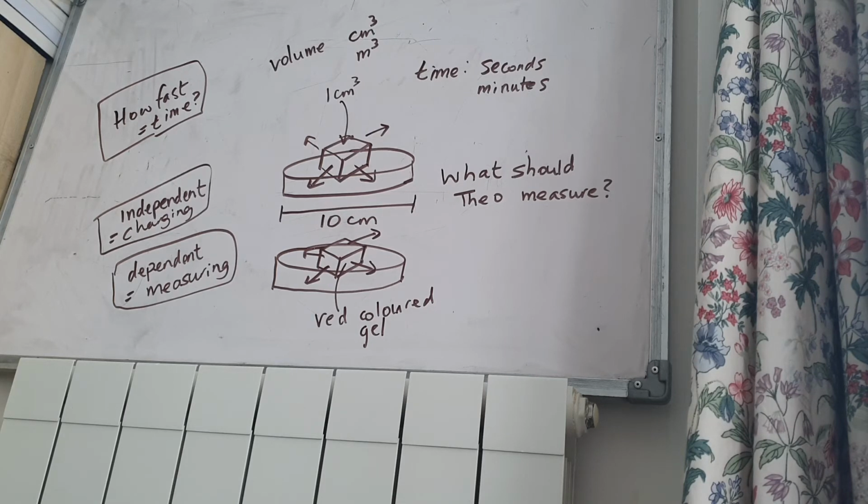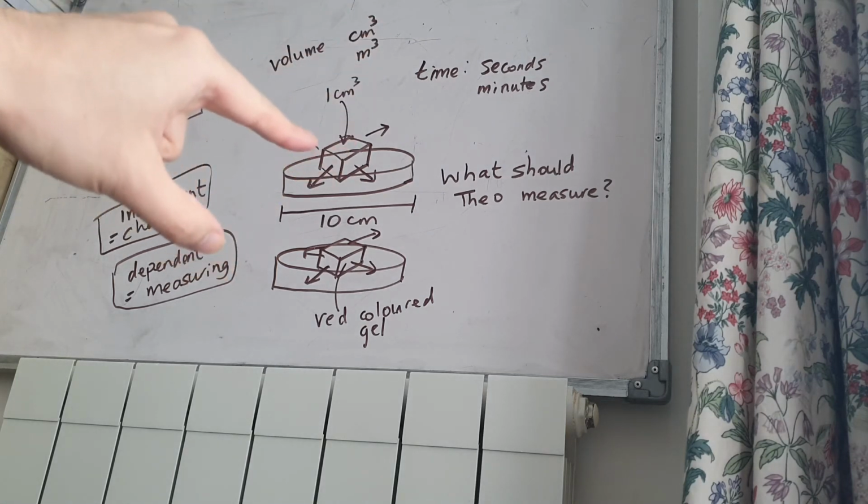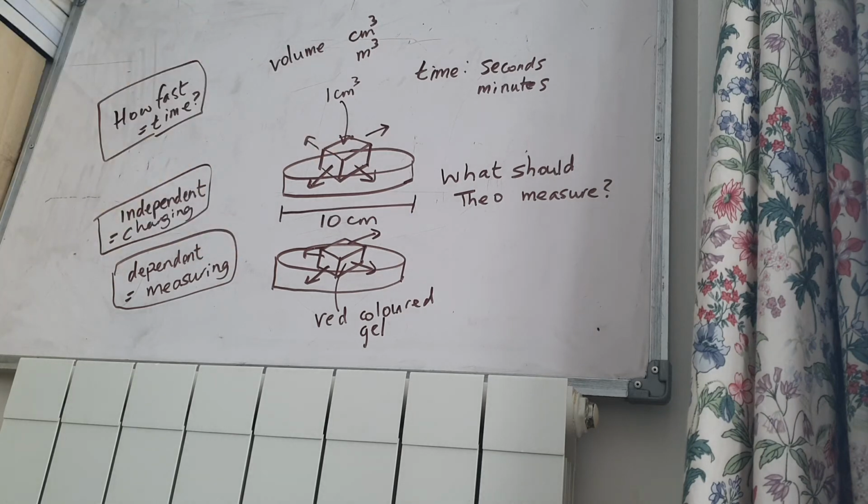So if you're asking about the time, what is the measurement of time? Now it could be seconds or minutes. So the independent variable is the one that you're changing, and in this case it is the cube. So the cube is the one that you're changing, and the thing that you're measuring is the time. So how fast, this is the dependent variable, and your units will be in seconds or minutes.